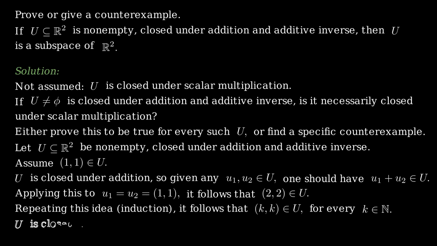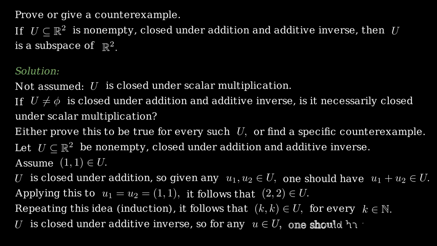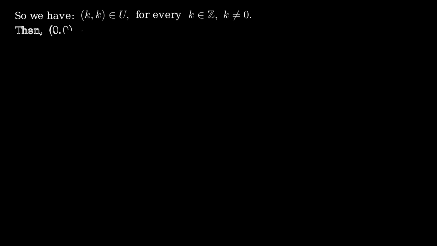Next, use that U must be closed under additive inverse. So given any element u in U, its inverse minus u must be in U. Then it follows that U must contain every vector of the form (k, k) for k an integer, except 0. Then, it follows also that (0, 0) belongs to U, because it's the sum of two elements already in U, (1, 1) and (-1, -1).